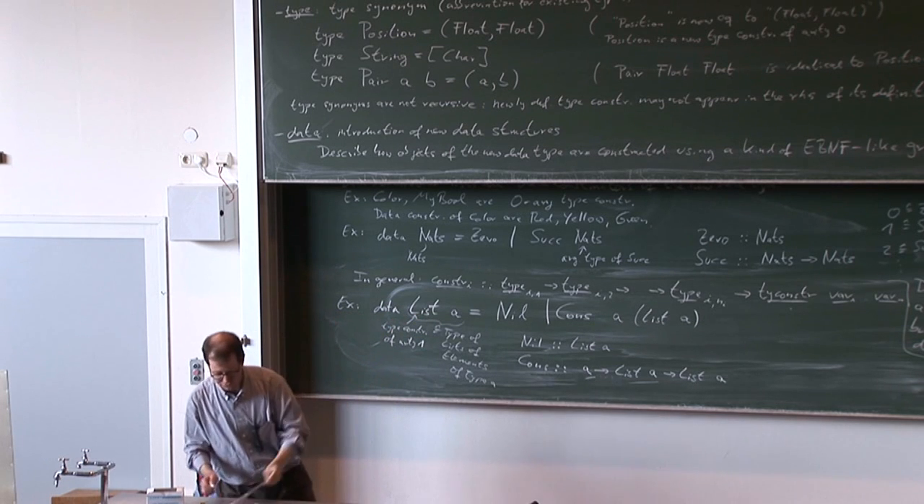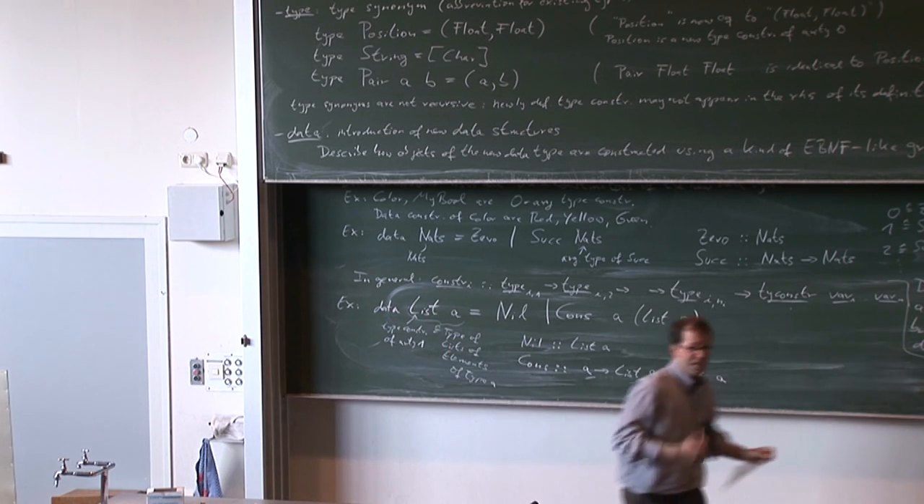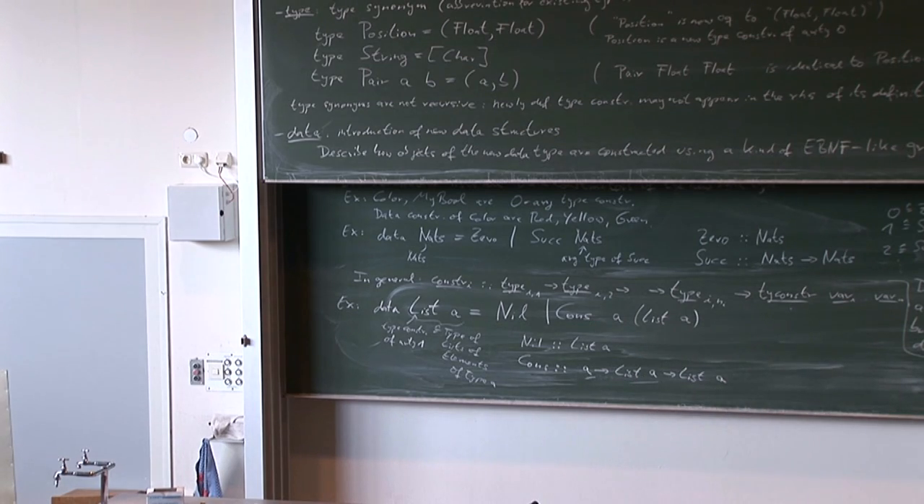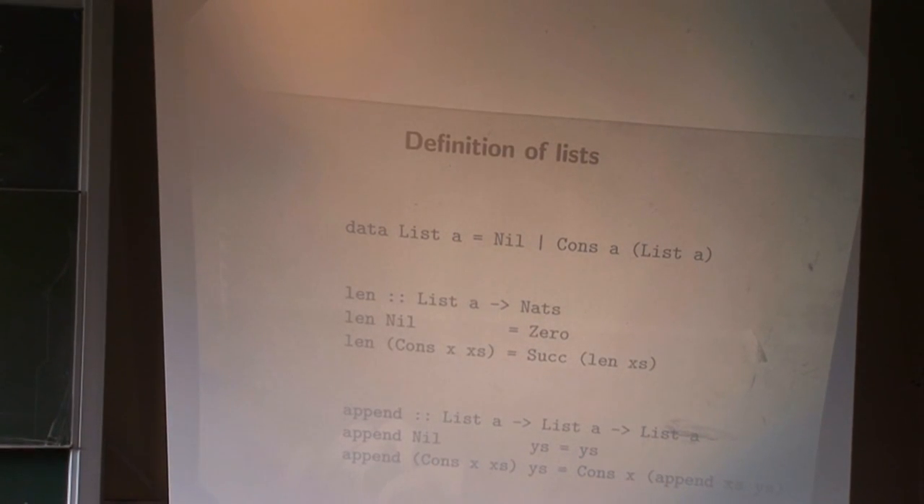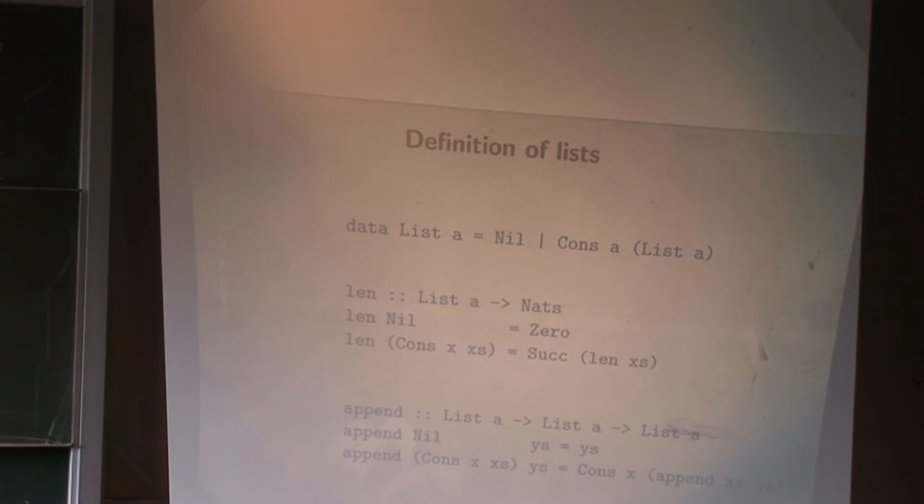So this is the way to define lists yourself in Haskell. And this is completely the same as the predefined lists. The only difference is that we don't have this nice notation with these square brackets. But apart from that, this does exactly the same thing as predefined lists in Haskell. So if you dislike predefined lists, you can always use your own.